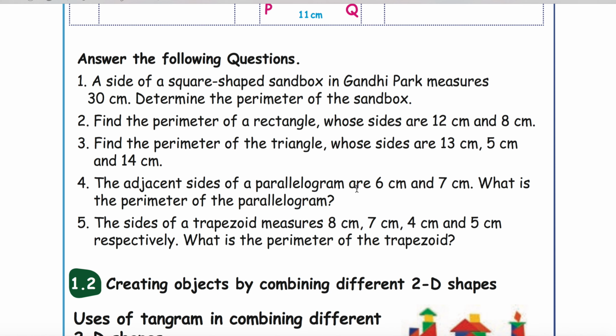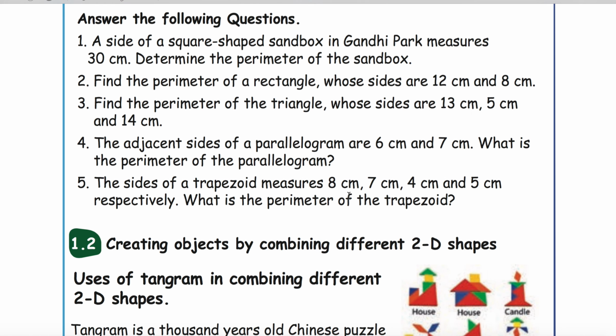The adjacent sides of a parallelogram are 6 cm and 7 cm. What is the perimeter of the parallelogram? Add these two, 13. 13 into 2, 26. So 26 cm is the perimeter of the parallelogram.